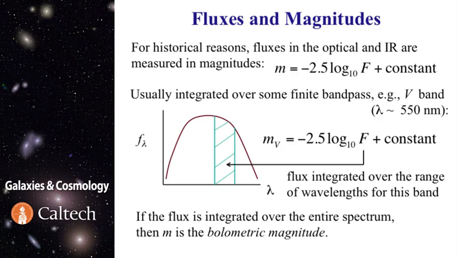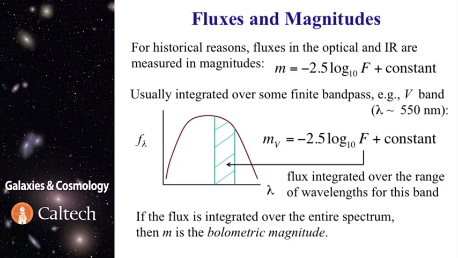Astronomers use magnitudes, which are a logarithmic measure of flux, defined by the formula written here. The minus sign tells you that the higher the number means the lower the flux. And because it's a log, it's a relative measure of flux, relative to some unit flux. In log, that comes as an additive constant.